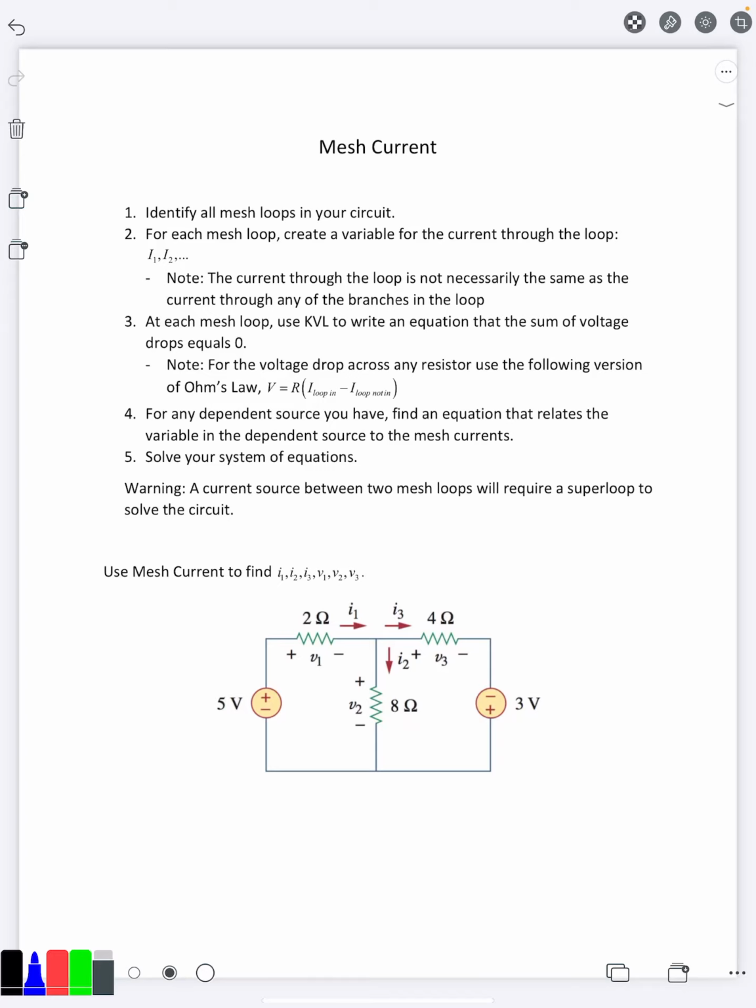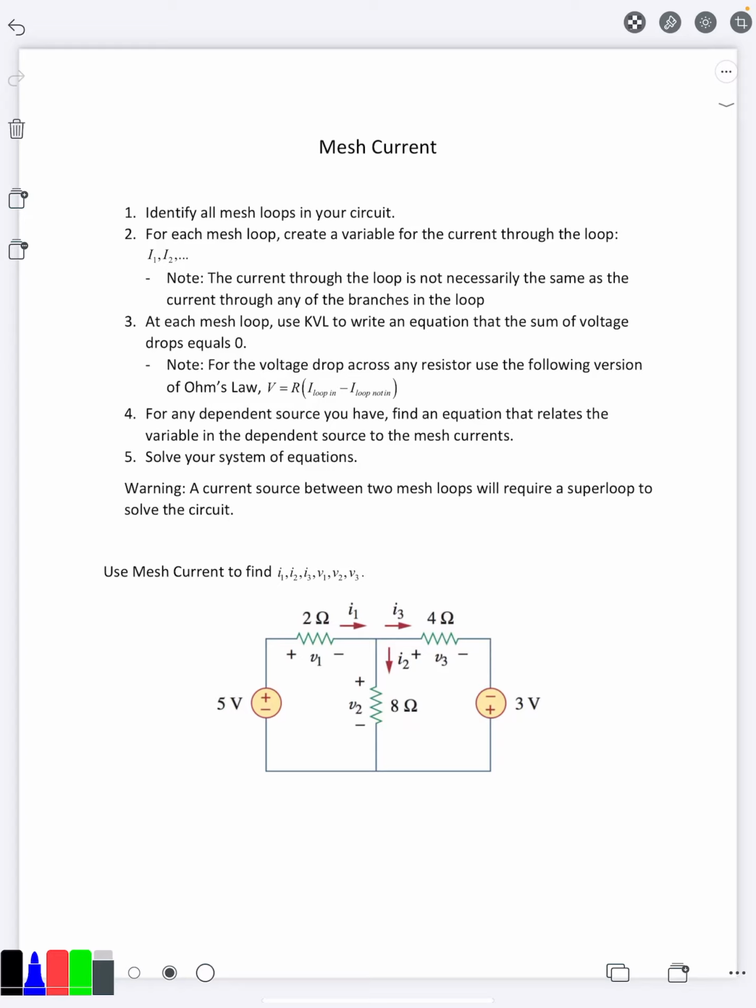And I do want to make a very important point here that the current through the loop is not necessarily the current that is actually indicated in your problem. And you'll see that in the example below. But just point it out right now that whatever currents may already be drawn in there, whatever current you may be seeing through an individual resistor, that is not necessarily what the mesh current is going to be.